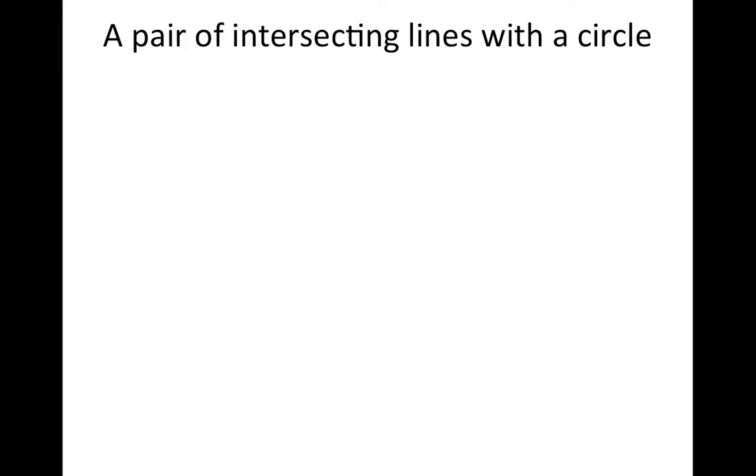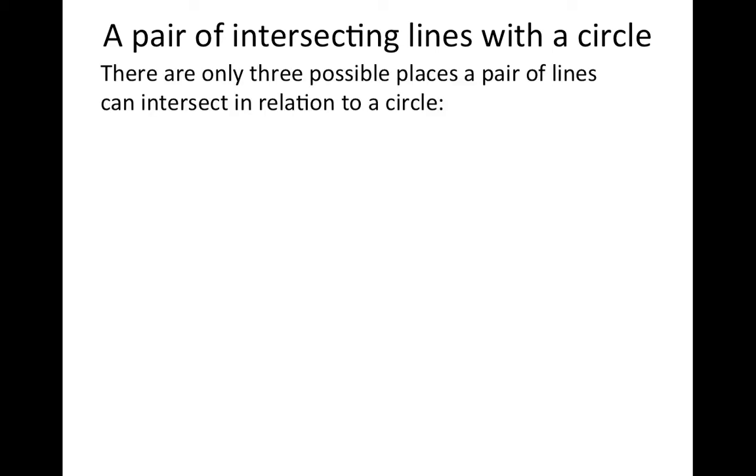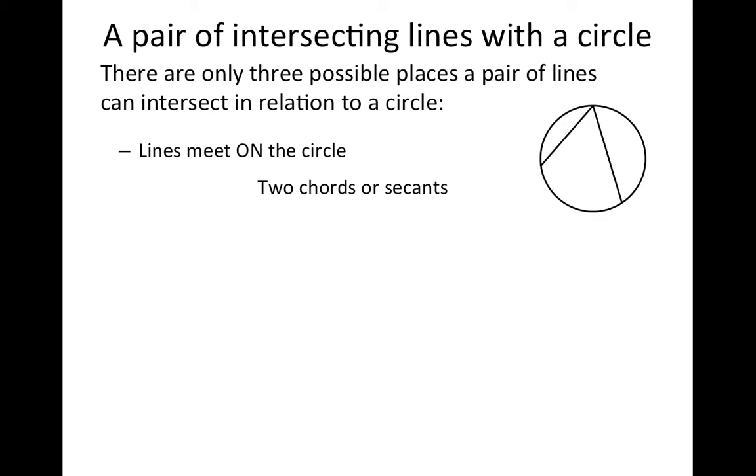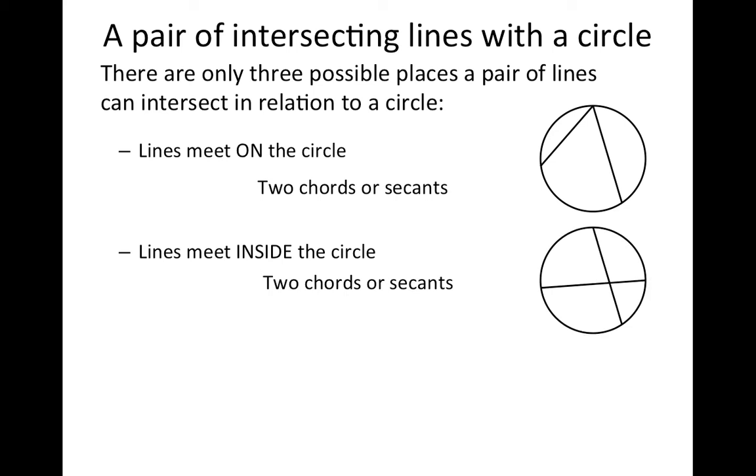Now let's talk about a pair of lines interacting or intersecting with a circle. And there are only 3 possible places for a pair of lines to intersect in relation to a circle. The point where they intersect can meet on the circle, for example, two chords or secants, and it looks like that. There you'll see my 2 lines intersect on a point, and that point is actually on the circle. The lines can meet inside the circle. Again, I could have 2 chords or secants, and there's an example of 2 chords meeting inside of the circle.